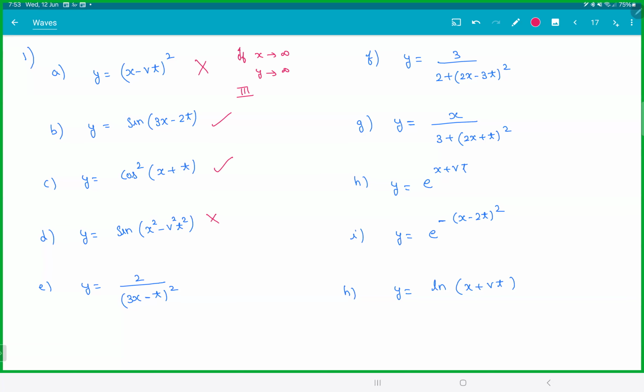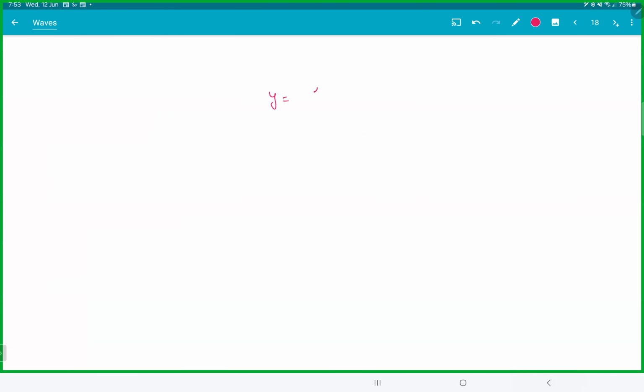This is interesting. This is gone. Most people will say, sir, but it is looking like x plus vt, x minus vt. It should be either x plus vt or x minus vt. When you say it is a function of x plus vt, the meaning is this: if I replace x plus vt with z, I should not see any x and t anywhere. When you replace x plus vt with z, there should be no x and t anywhere. But in this function, sine of x square minus v square t square, if you put this as z, it is still stuck.